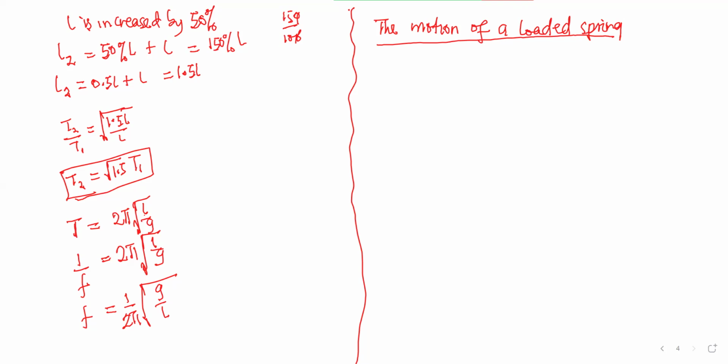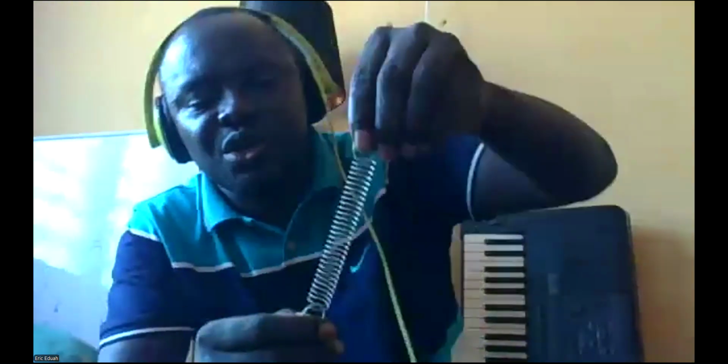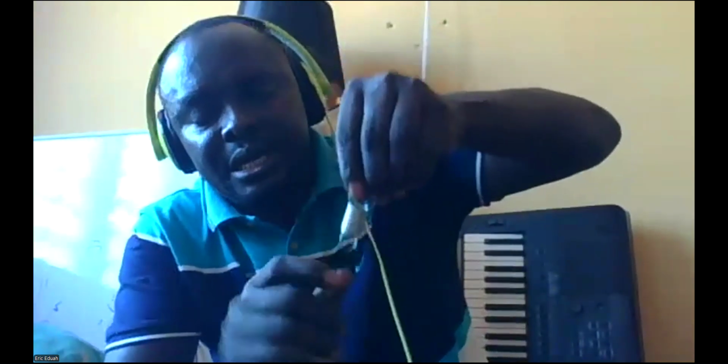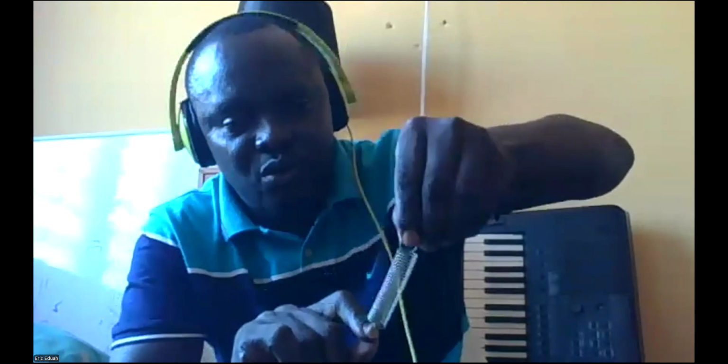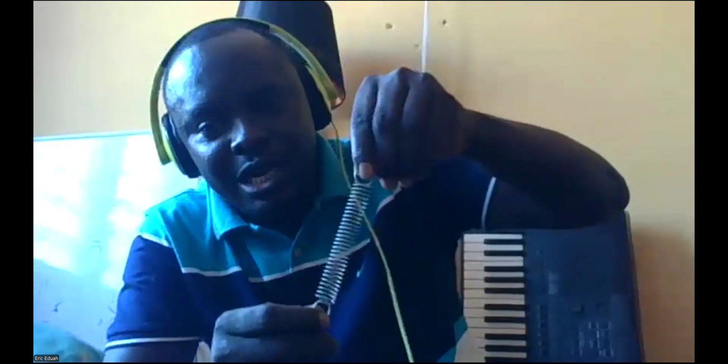Now, if you suspend something on the unloaded spring, when you load it, then it would extend. Suspending a load on this is what we are calling a loaded spring. The moment the load is connected to it, it will stretch it, and so it becomes a loaded spring. This is an unloaded spring and then a loaded spring.